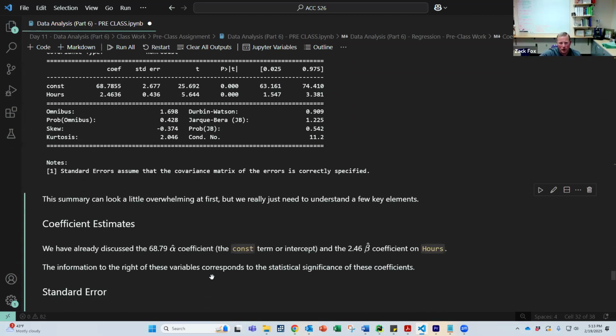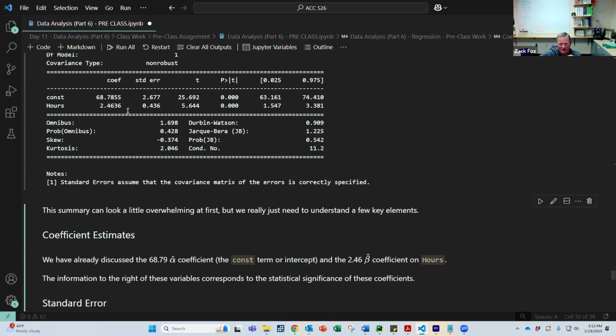All right, the coefficient estimates. We already discussed what 68.79, alpha hat, represents. This is the constant term, or the intercept. All that means is if I put in 0 studying, so if hours is 0, my expected grade is 68.75. And the 2.46 is the coefficient on hours. So for every hour I work, my grade should technically increase by 2.46 percentage points. The information to the right of these variables corresponds to the statistical significance of these coefficients.